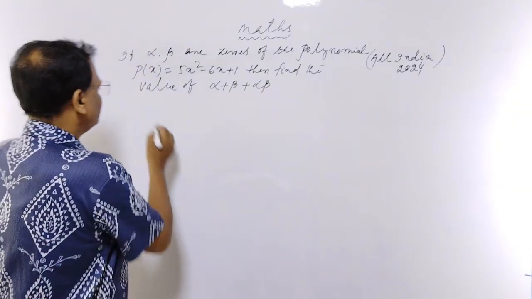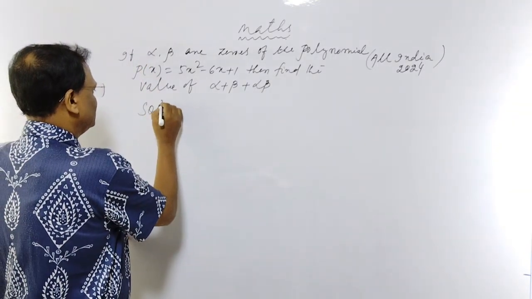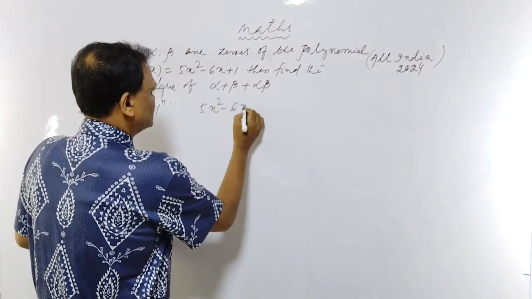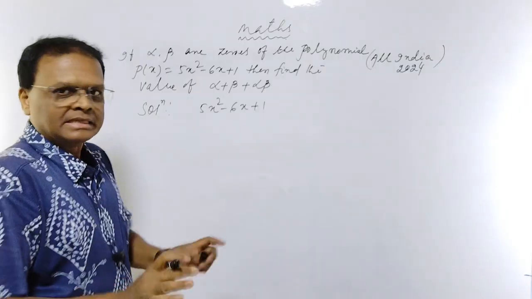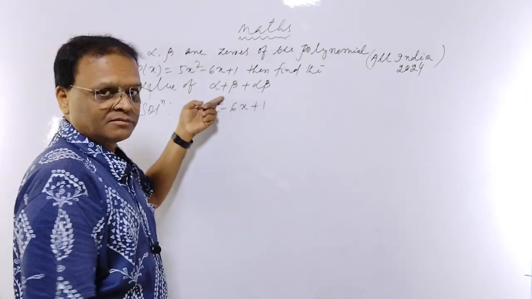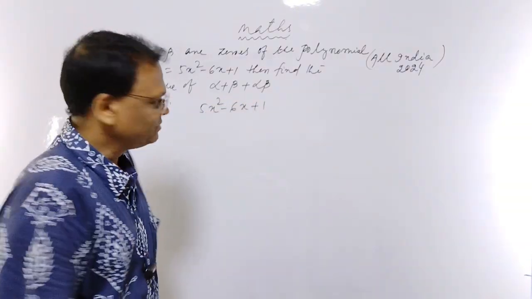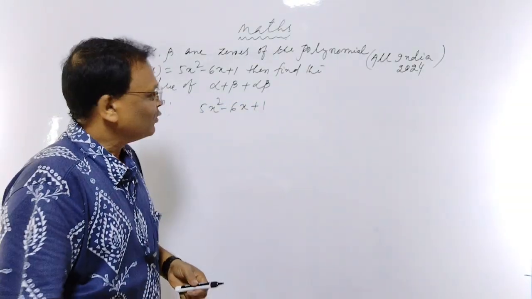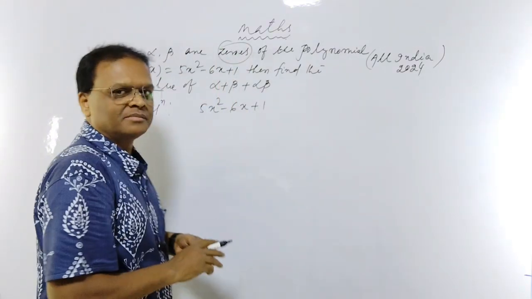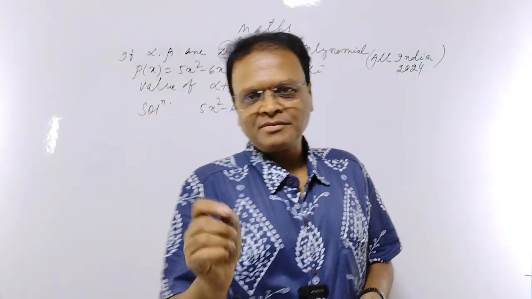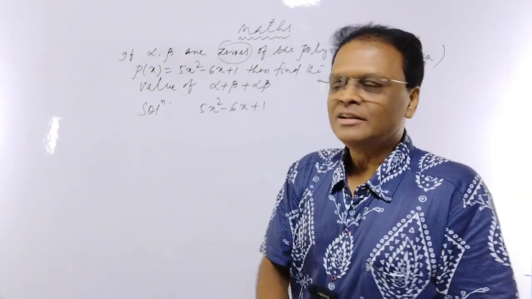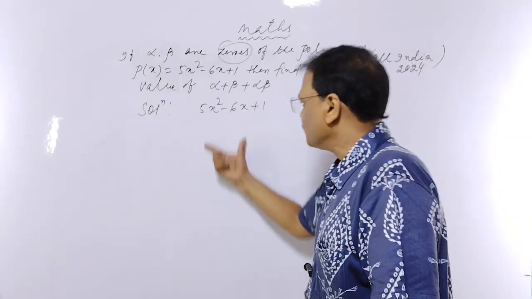So what is the polynomial given? The given polynomial is 5x square minus 6x plus 1. This is the polynomial given to you. What exactly do you have to find? You have to find alpha plus beta plus alpha and beta. So first of all, what are these alpha and beta? According to him, and we also know, these are nothing but the zeros. So let me first find the zeros of this polynomial.